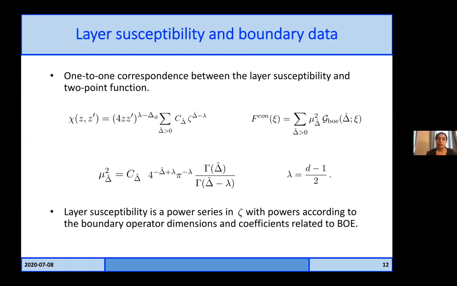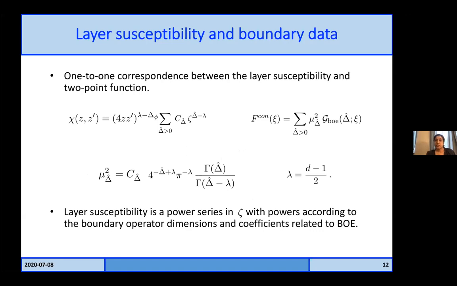So this takes us to the main result of our work, which says that there is a one-to-one correspondence between the layer susceptibility and the two-point function in a boundary conformal field theory. If we write down the layer susceptibility for all the operators present in the spectrum for delta hat greater than zero, this is the expansion that it takes, and the C hats are the coefficients of the layer susceptibility. And here we have the connected two-point function decomposed in the boundary channel. We have seen that the Radon transformation allows us to compare the value of C delta hat to the square of the boundary coefficients. And this is the exact relation of these two coefficients.